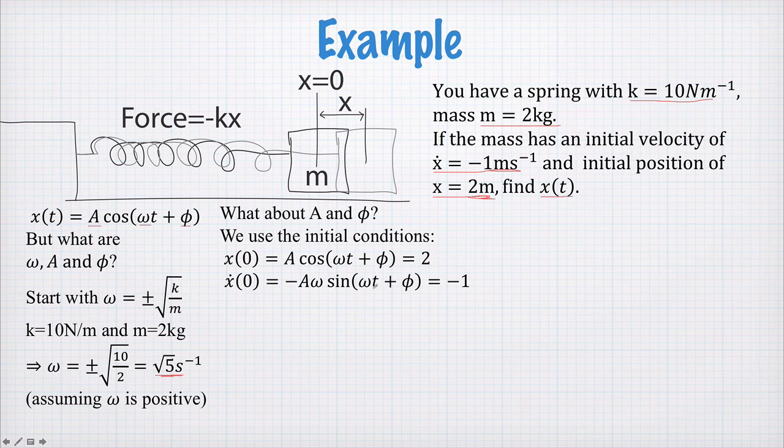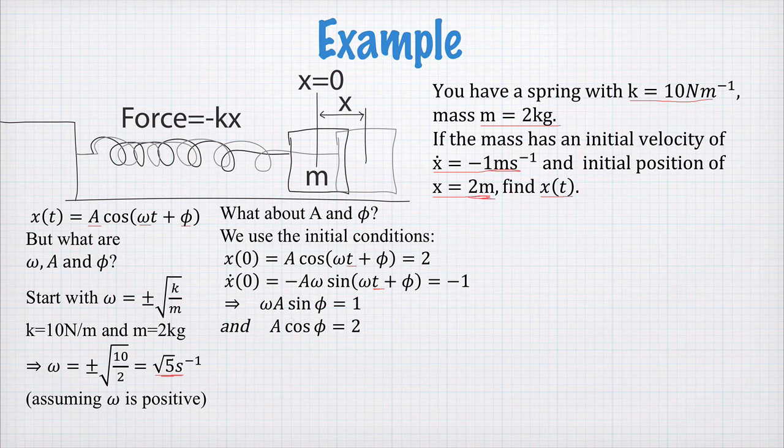Now we set these times here equal to 0, so time here is 0, time here is 0, and this leaves us with a pair of equations, independent of time, for the two unknowns phi and A. Two equations, two unknowns. We can solve these. This is how we go about doing it.